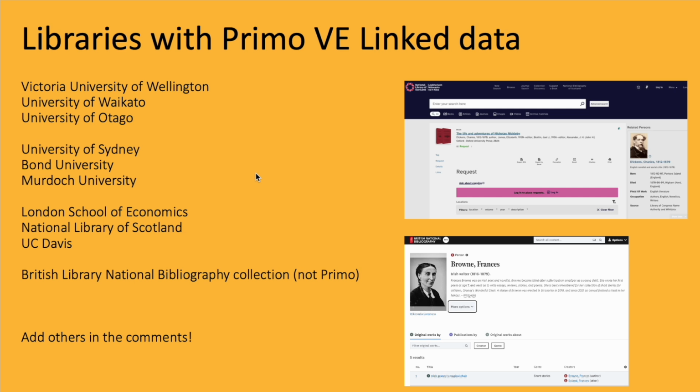Because I visited a lot of library catalogues, I've been noting down those ones where I see this Primo linked data feature turned on, and so far that's 3 in New Zealand, 3 in Australia, and 3 from overseas. I've also included on the list the British Library National Bibliography Collection, which is showing linked data, but not necessarily through Primo, I think. But it is certainly working through the Library of Congress identifier and displaying information from Wikipedia.